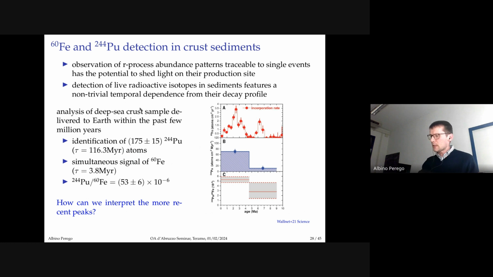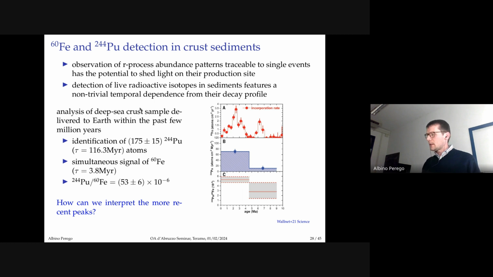Astronomers and astrophysicists are always searching for much cleaner environments in which only one event could have polluted what we observe. For example, this is typically a metal-poor star, where we think that what we observe is just the result of one event. Another possible scenario is the observation of r-process abundance patterns which are traceable to single events because they are characterized by live radioactive isotopes. So we know that there are of the order of 10 elements which have a decay lifetime of the order of 10 or 100 mega years.